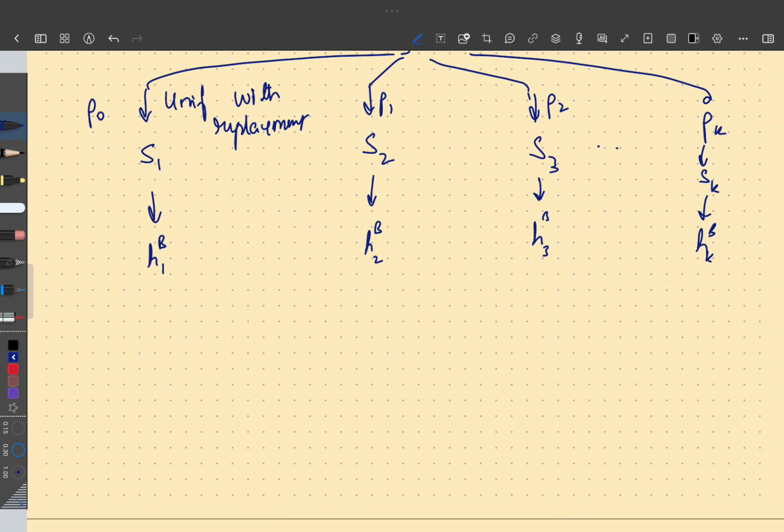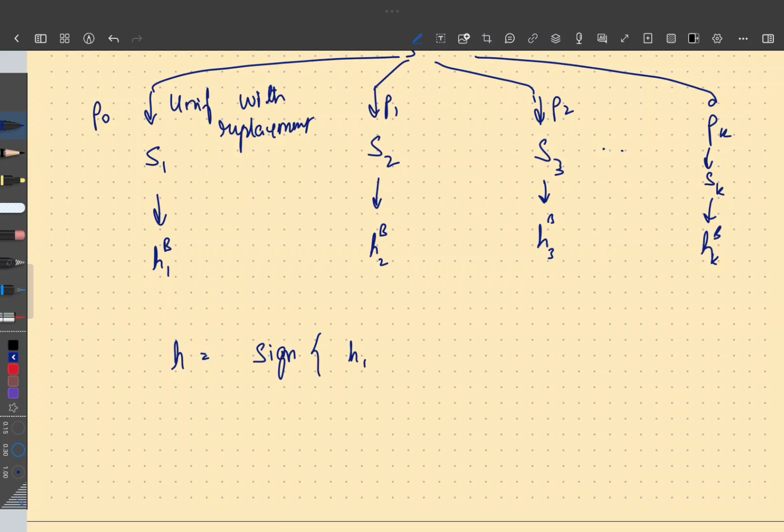In bagging, what you do is you take the majority of these, right? But in boosting, you instead take the sign of a linear combination, or a convex combination, of these HIBs. So alpha 1 H1b plus alpha 2 H2b, and so on, alpha k HKb.